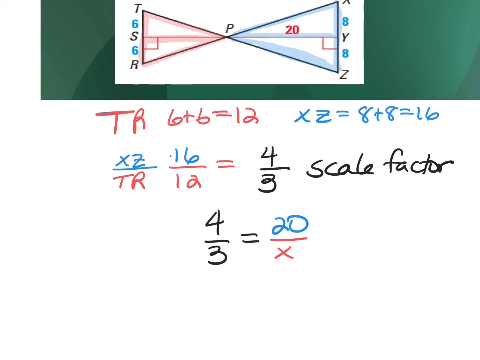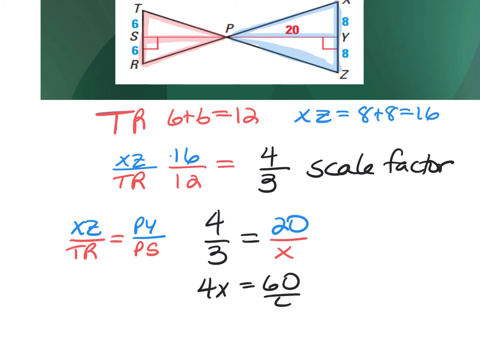And now I'll cross multiply. Because the proportion I'm setting up here is XZ over TR equals PY over PS. That's what I just set up. So now I'll cross multiply. 4x equals 60. Divide by 4, and x equals 15. So the length of PS equals 15.